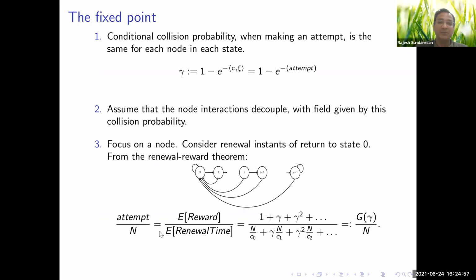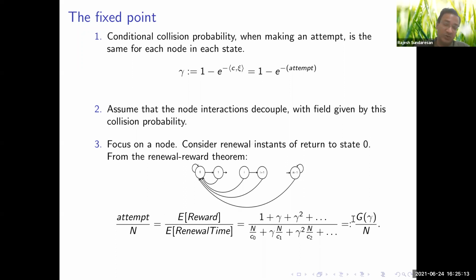And by the symmetry property and this renewal reward analysis, we can actually knock off the n and see that the activity coefficient, which is the expected number of attempts in a slot, is actually a function of the collision probability, G of gamma.